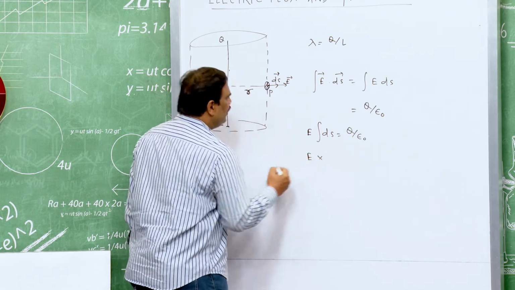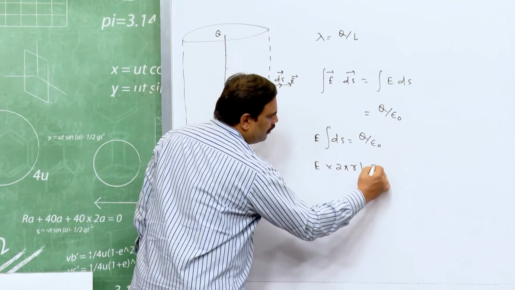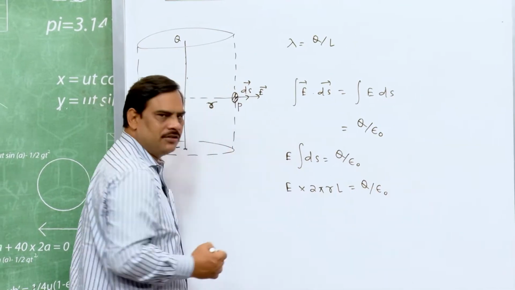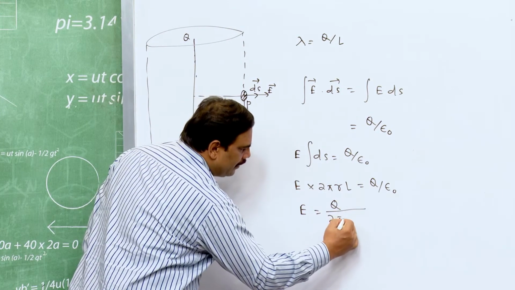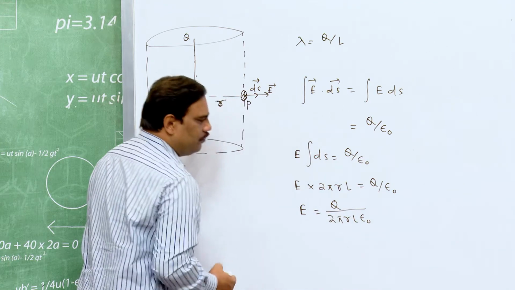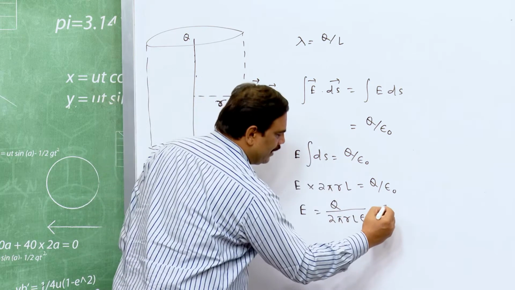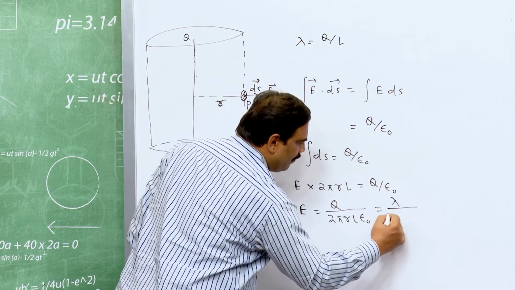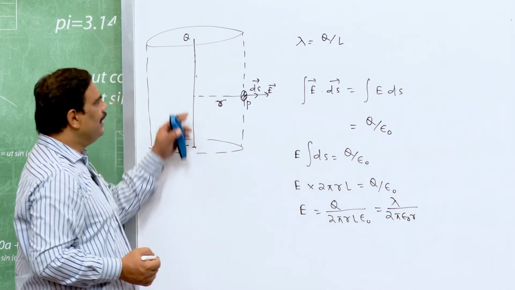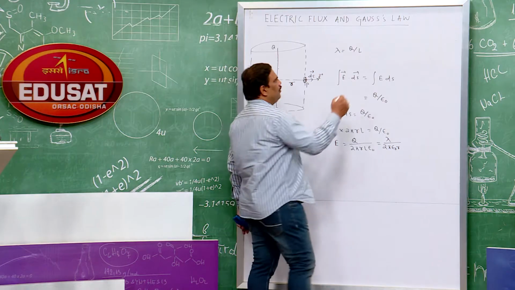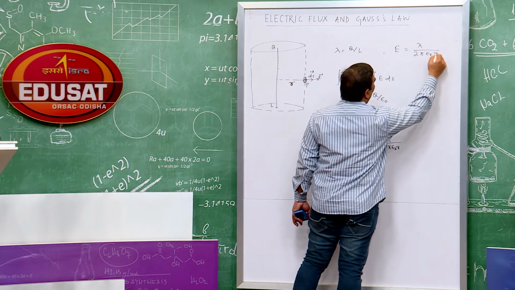So, E integration ds, in this case, will be 2 pi r L equal to q divided by epsilon 0, or E equal to q divided by 2 pi r L epsilon 0. Replacing q by L times lambda, we get lambda divided by 2 pi epsilon 0 r. So, the electric field due to a linear charge is lambda by 2 pi epsilon 0 r.